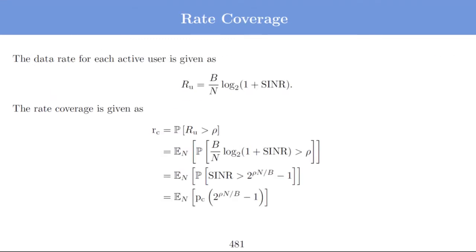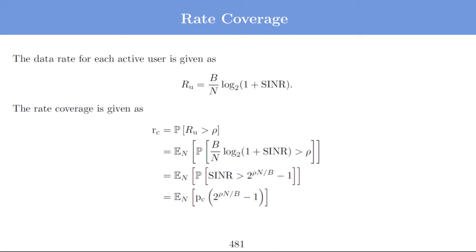So with the distribution of n and the mean number of n, we can now compute the rate coverage. Remember the data rate for each user would be equal to the total bandwidth divided by the total number of users in the tagged cell. This B by N is the amount of bandwidth available to that typical user, multiplied by log of 1 plus SNR. So rate coverage is nothing but the probability that the rate you are getting is above some threshold rho. Now put the definition of R u here. So this is equal to the probability that B by N log of 1 plus SNR is more than rho. Now this n itself is a random variable, so you also have to compute your expectation with respect to n.